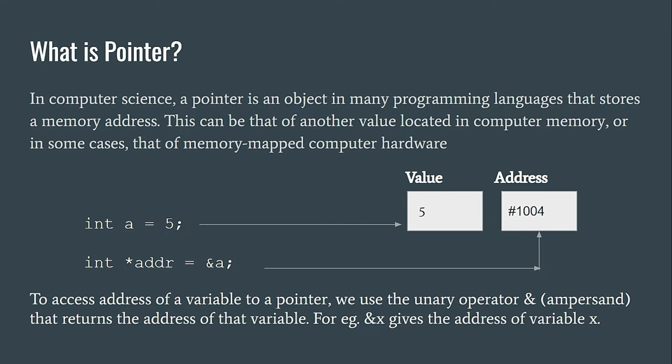A pointer in computer science is an object in many programming languages that stores a memory address. This can be that of another value located in computer memory, or in some cases that of memory-mapped computer hardware. So without going into so much detail, let us understand that whenever we store or initialize a variable in our program, the compiler allocates it memory, and the memory always has an address. We can think that everything has an address, otherwise how will you store this variable?